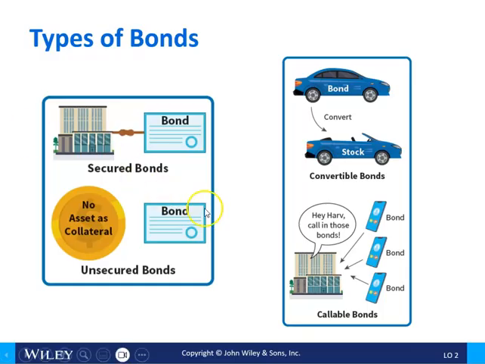Now, the bonds have to be either secured or unsecured, but they don't have to be convertible or callable. And secured bonds could be convertible, they could be callable, and unsecured bonds could be convertible or could be callable. So they're not mutually exclusive, except for the secured and unsecured.